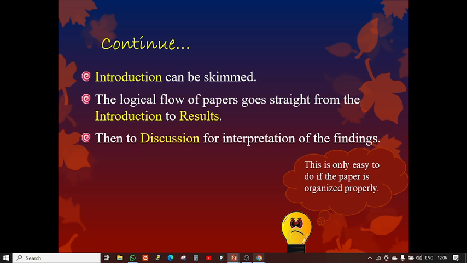Then the introduction can be skimmed. The logical flow of a paper goes straight from the introduction to the results, then the discussion and interpretation of the findings. This is the proper way; you have to check whether the paper is organized properly or not, because you are not writing, you are now reading the paper. So after reading the abstract, if you find that this paper is suitable for your work, then go on to read the introduction section.